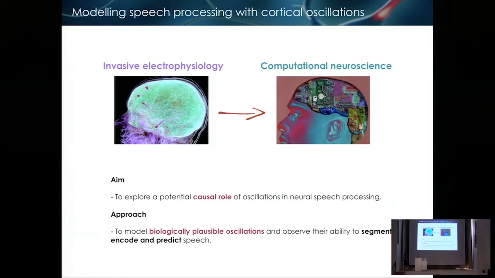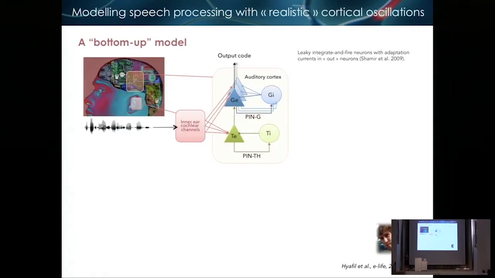So the aim was to explore a potential causal role of oscillations in speech processing, and the first approach was to model biologically plausible oscillations, not simply oscillators, but something that has the potential to be realistic. And we did it this way. We built a model with 2 oscillators, with neurons that have some realism, which are leaky integrate-and-fire neurons. We have a whole bunch of gamma excitatory neurons, inhibitory neurons, theta excitatory, inhibitory, and importantly, we couple the 2 oscillating networks together to produce this nesting.